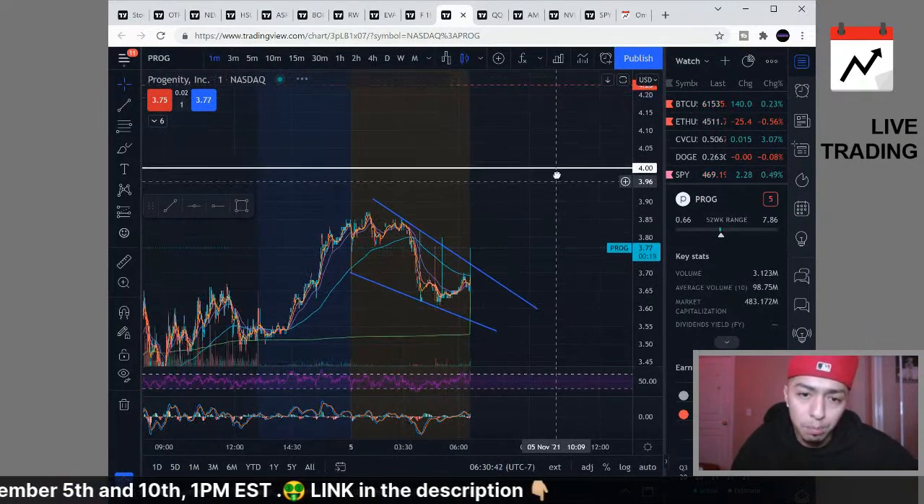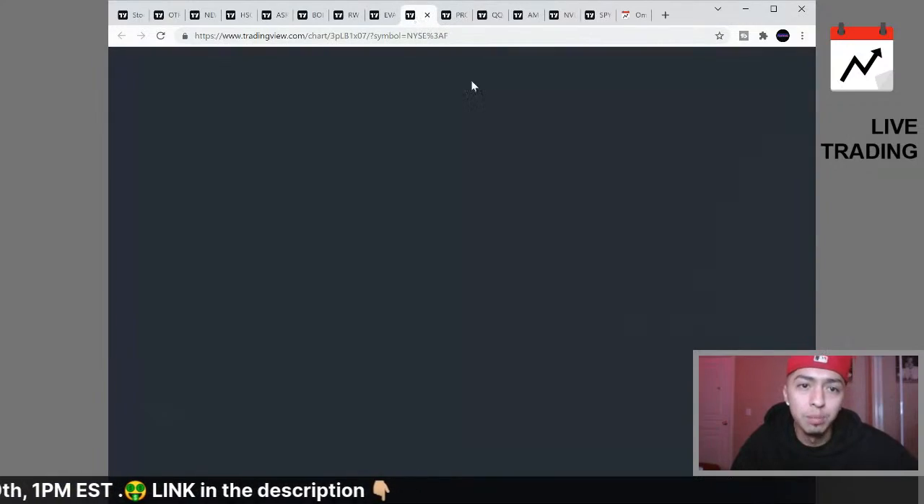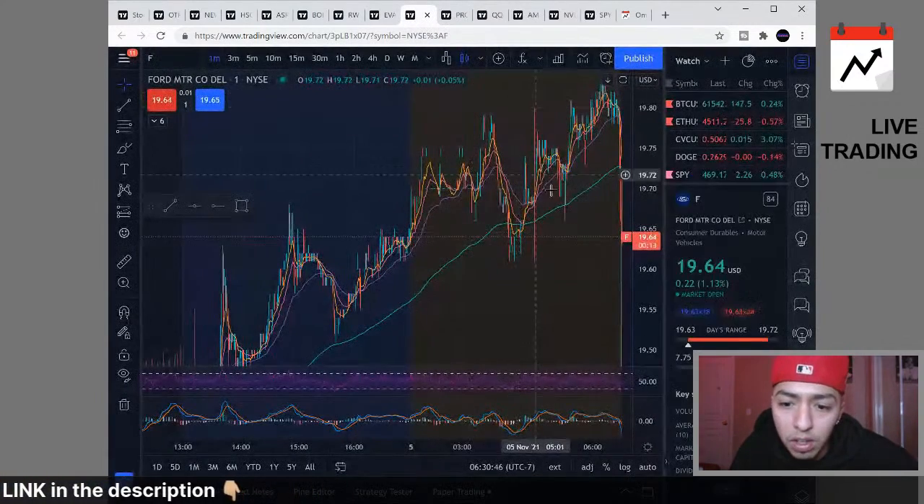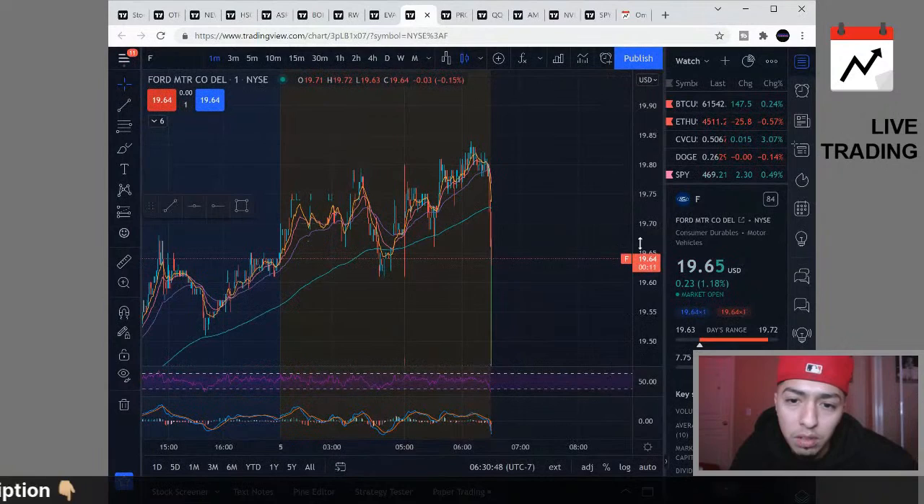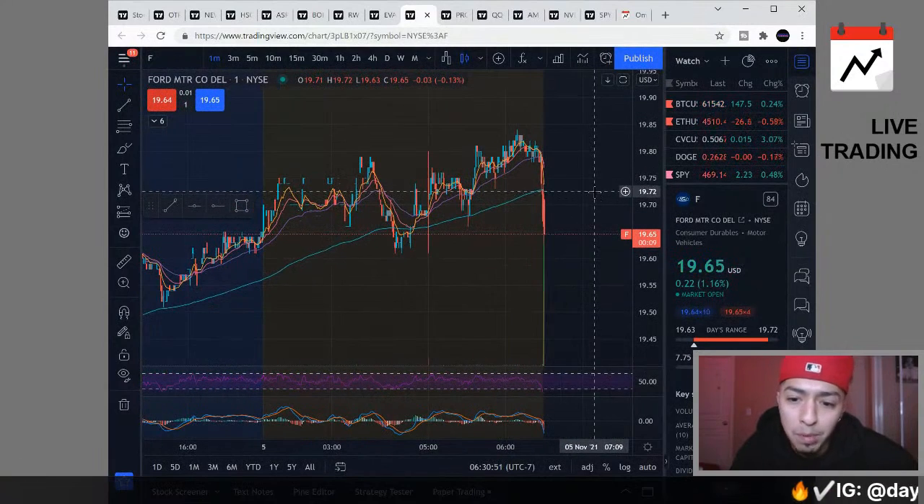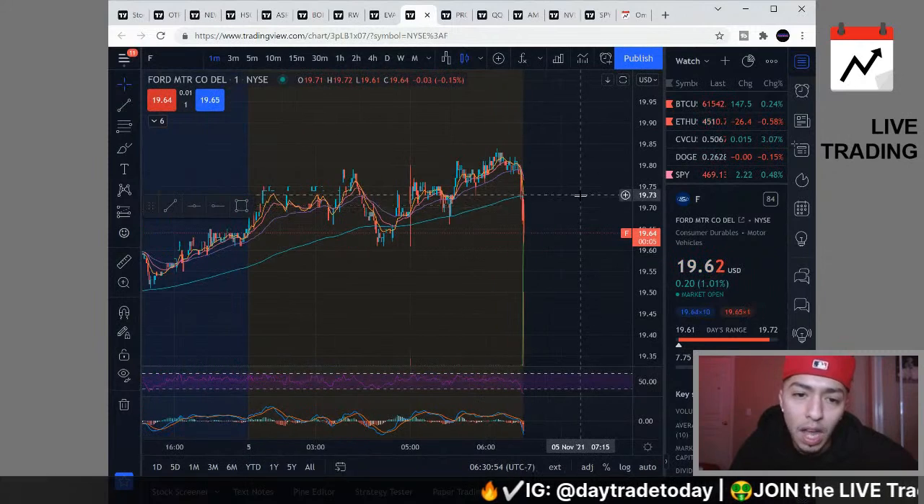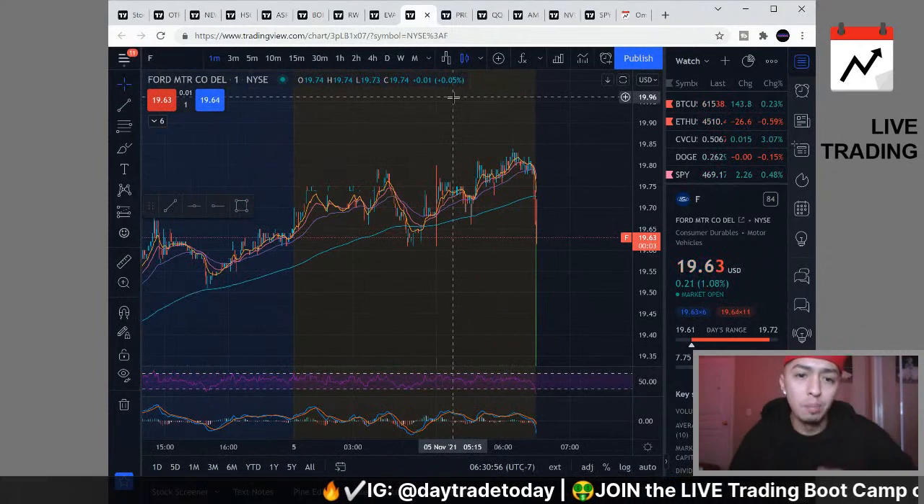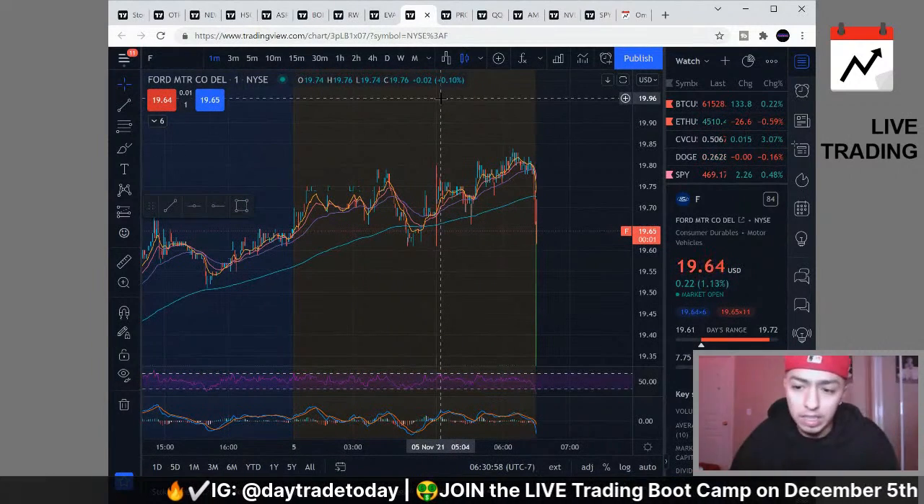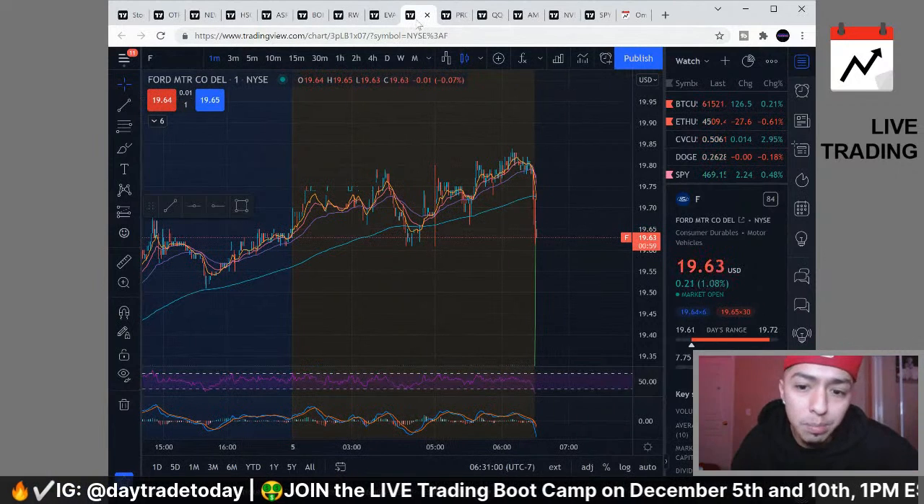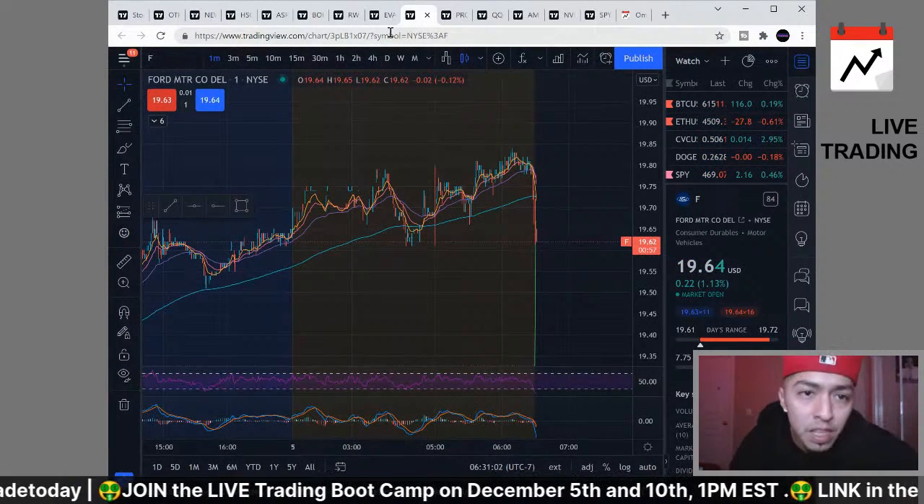That's for PROG. The next ticker on my scanner was Ford, but Ford's not looking so good, and it's way below average volume. So I'll probably not look at this quite yet, maybe until it increases in volume.